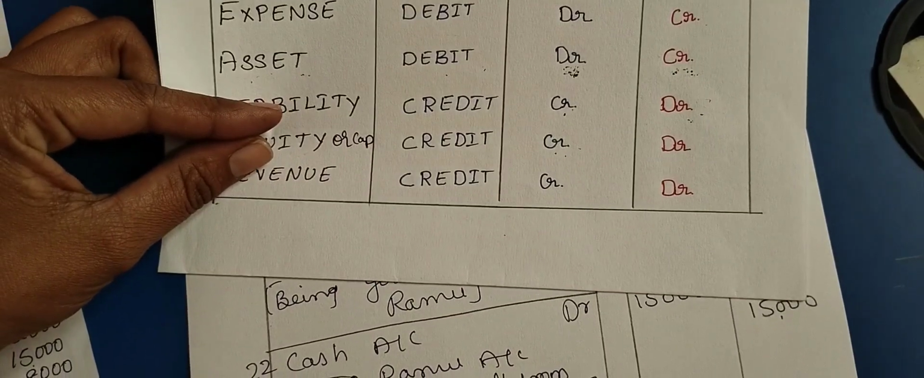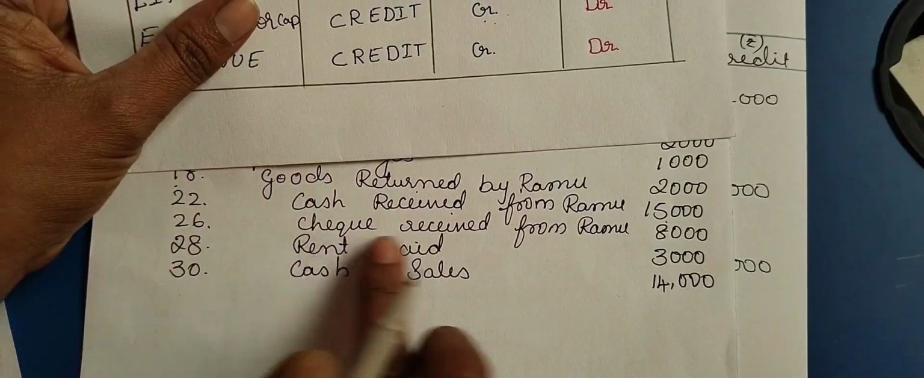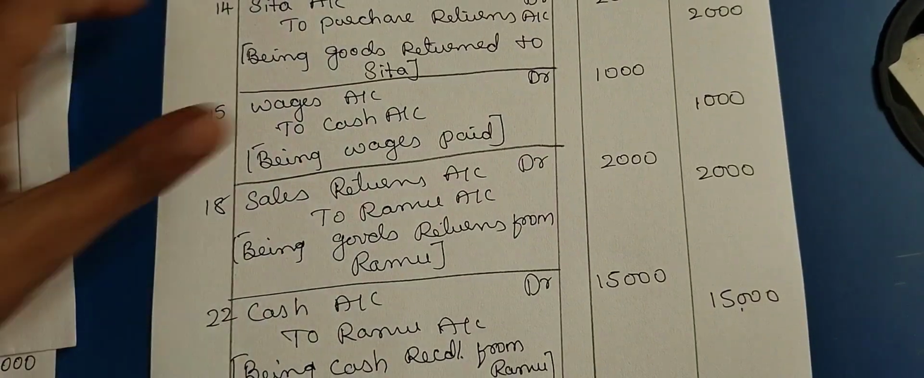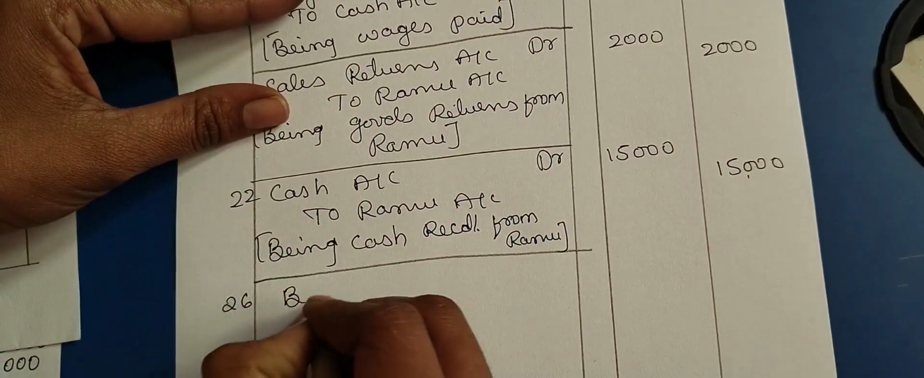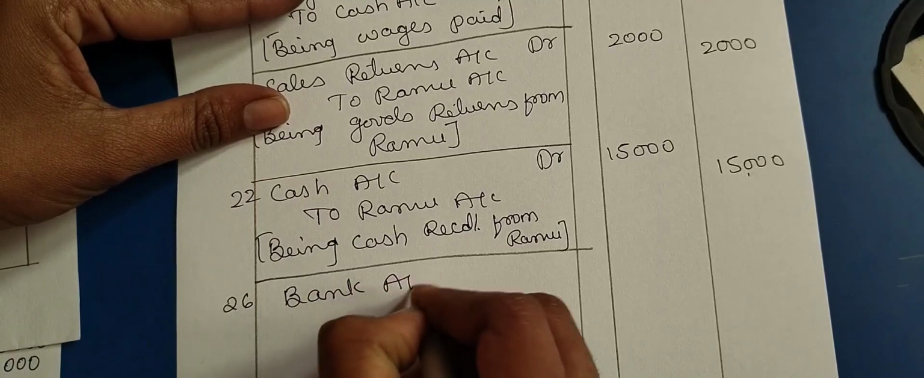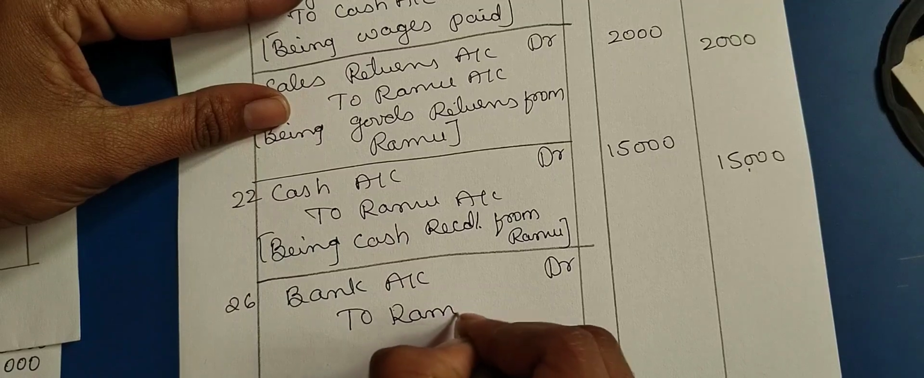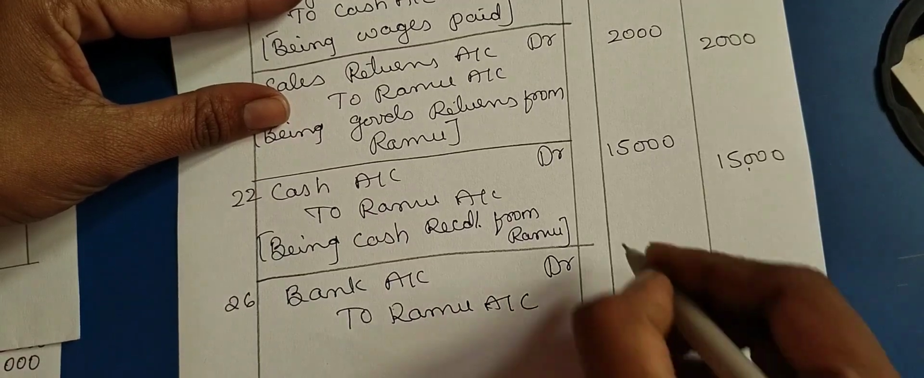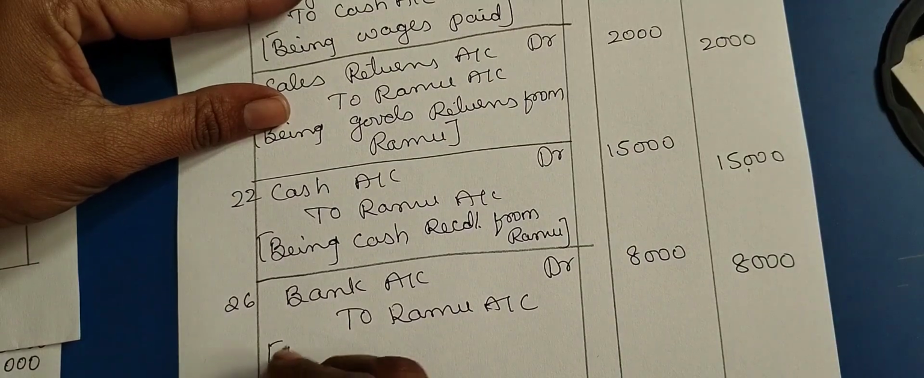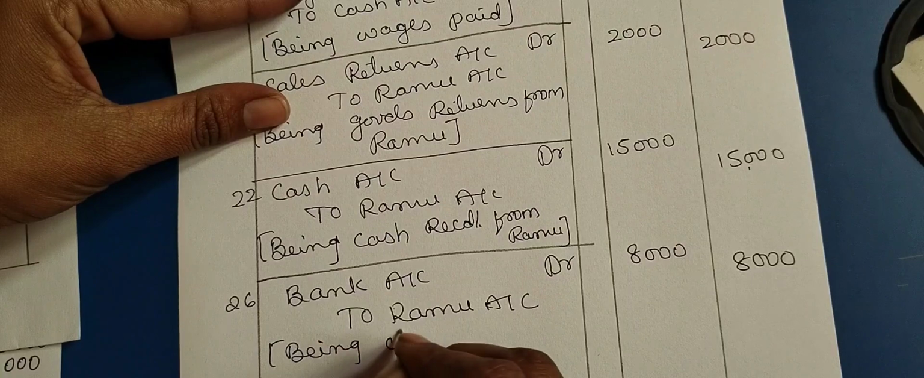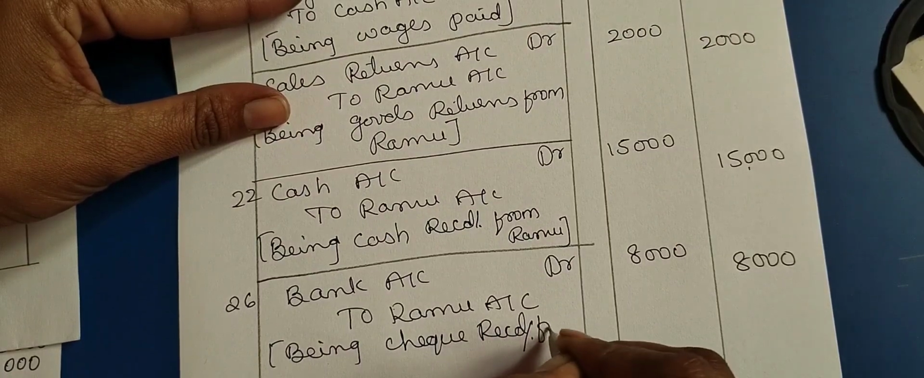Next transaction is on 26th. That is check received from Ramu. Bank is also an asset. Our bank balance is increasing. So we are debiting bank account. Bank account debtor to Ramu account. Ramu account 8,000. Right. Being check received from Ramu.